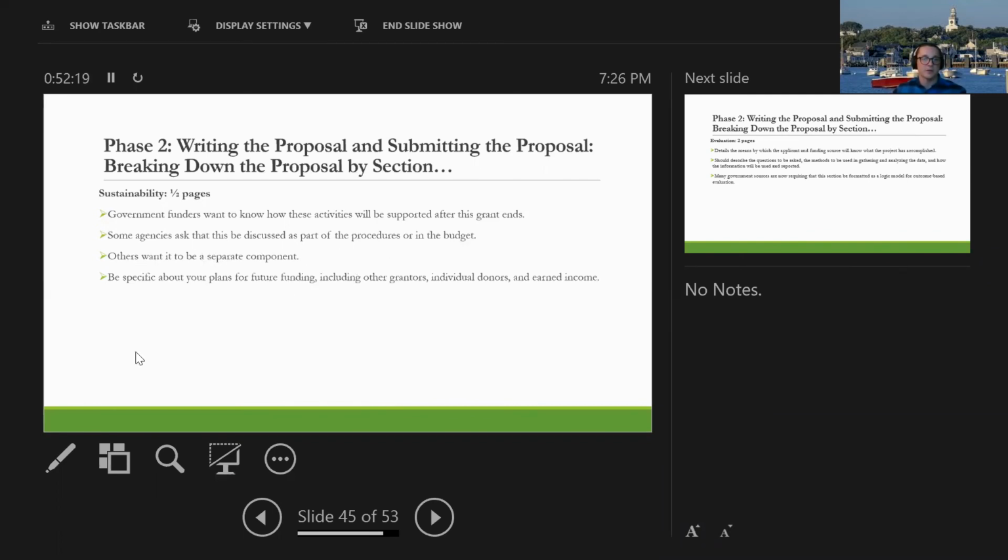Some agencies ask that this be discussed as part of the procedures. Others want it to be a separate component. Be specific about your plans for future funding, including other grantors, individual donors, and earned income. You'll find that a lot in your budget. Whether federal or private, funders are going to want to see others invested in the project. Typically that's reflected in the sustainability section and your budget. So just keep that in mind.